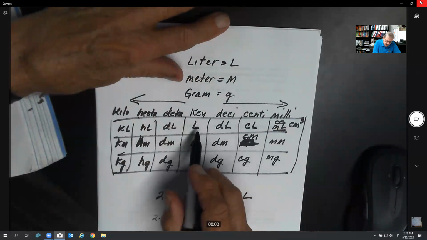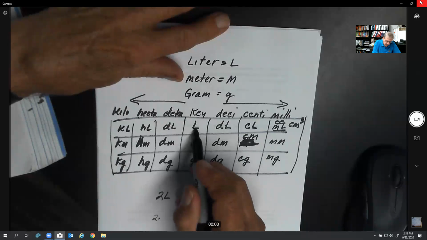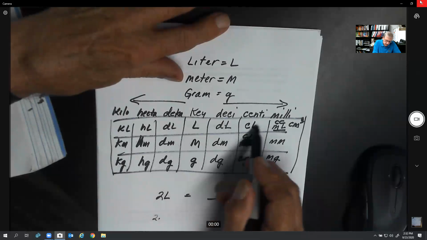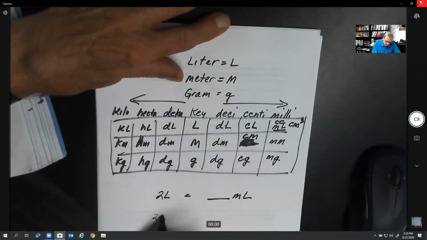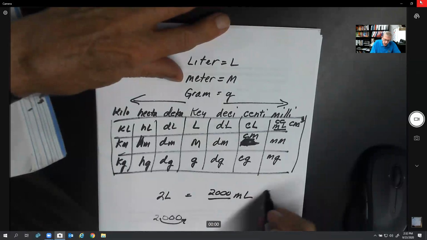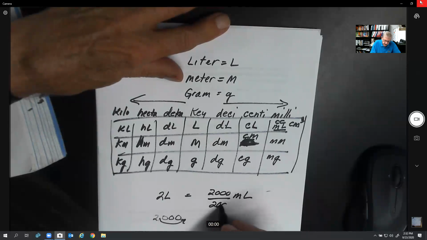So in this case, we're going from 2 liters right here. Like a board game, we move 1, 2, 3 places, 3 zeros. So that becomes 2,000 milliliters, or we could call it 2,000 cc's, or 2,000 centimeters cubed.